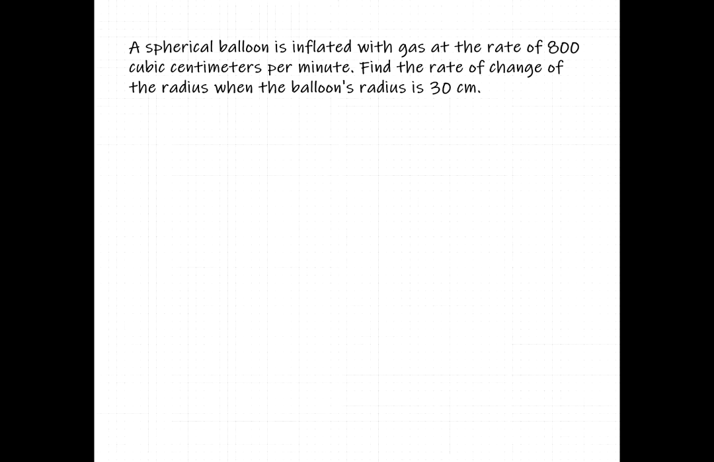A spherical balloon is inflated with gas at a rate of 800 cubic centimeters per minute. Find the rate of change of the radius when the balloon's radius is 30 centimeters.